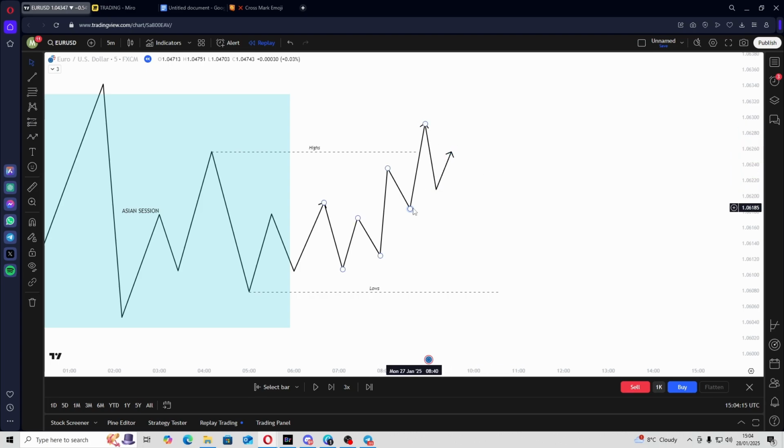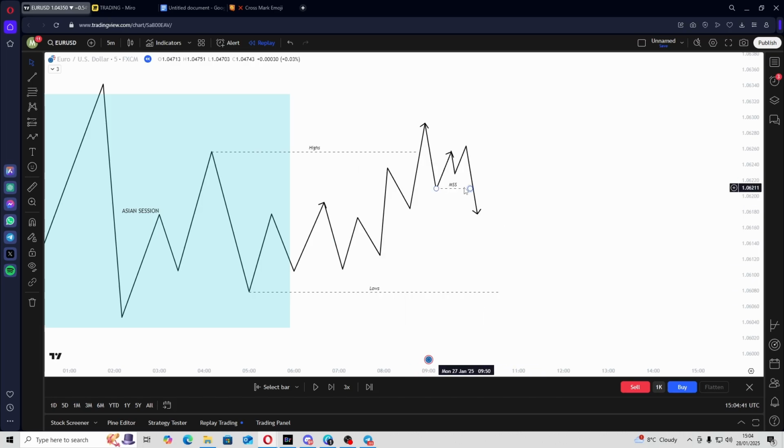This will actually be a fractal low right here, because no candle before it or after it has gone below it. This is the older fractal low, and this is the more recent one. Once this gets taken out, we can straight away enter with the fair value gap. So I'm going to wait for price to do its thing, and once it takes this out, this will be our market structure shift.